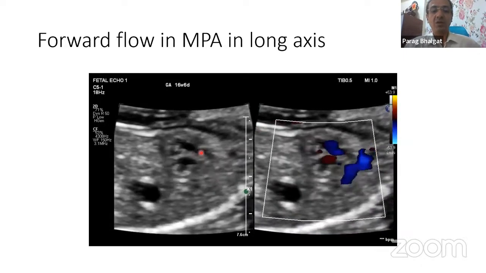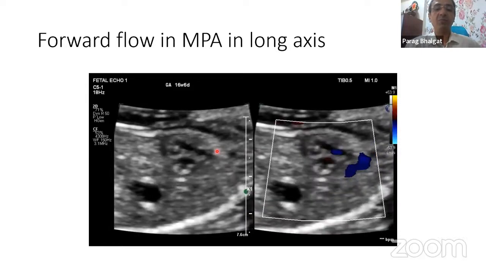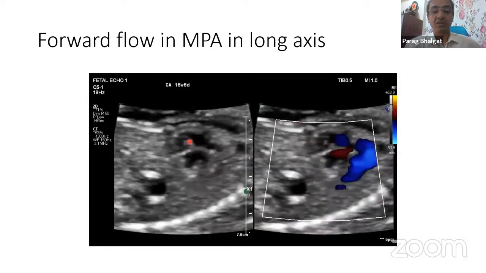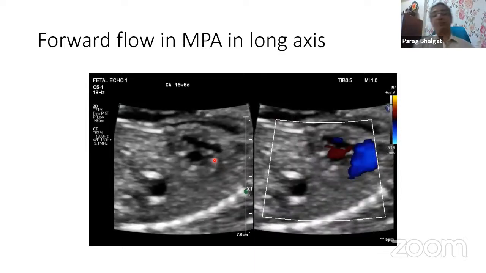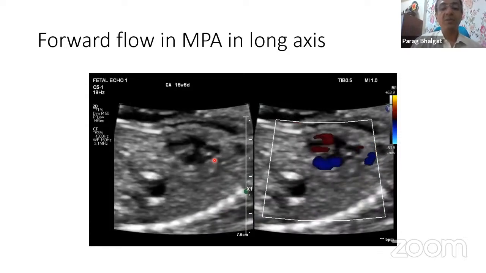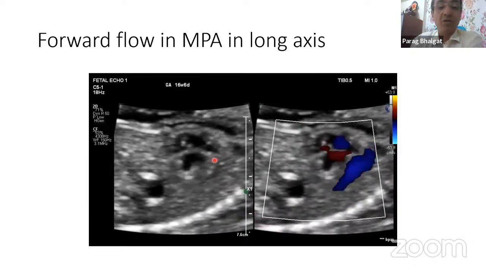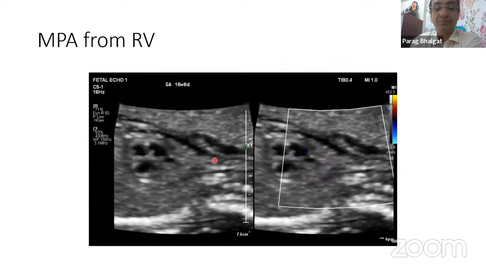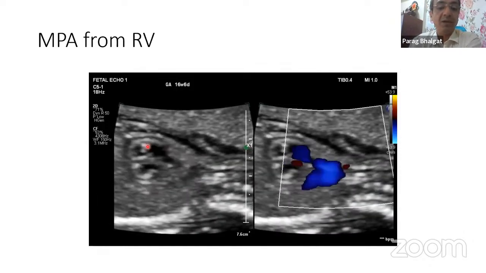And this is the small MPA arising from RV. So we have demonstrated both the great arteries arising from right ventricle. MPA from RV, the forward flow is present. If we follow up this patient, we have to continuously look for whether the forward flow remains patent or it goes, because there are high chances that the baby may develop pulmonary atresia on follow-up. Again, MPA arising from RV.